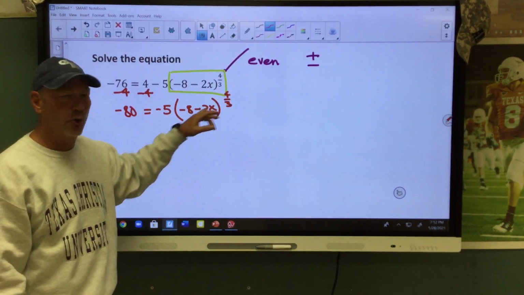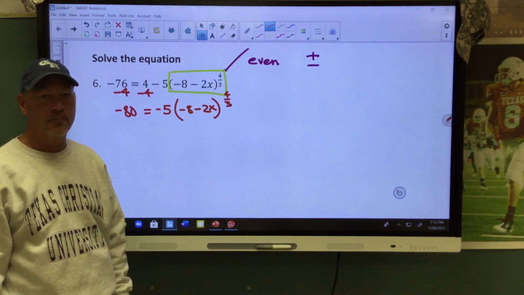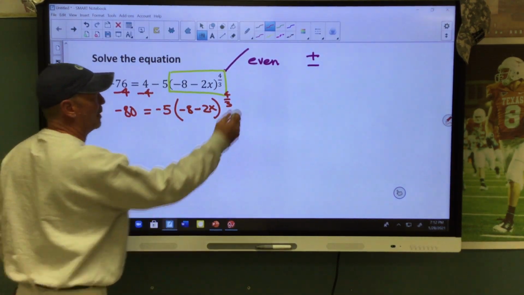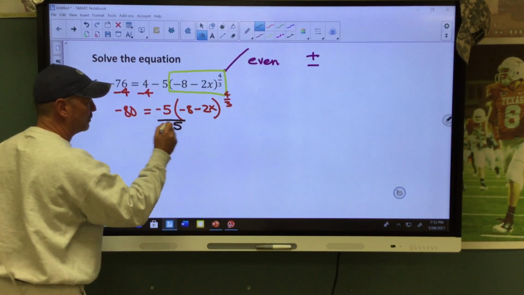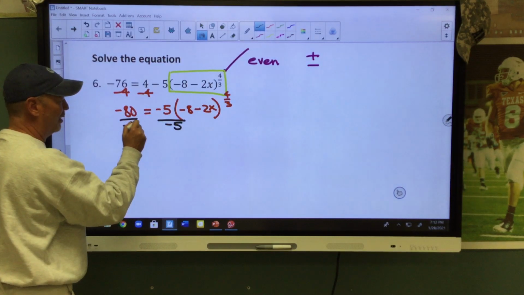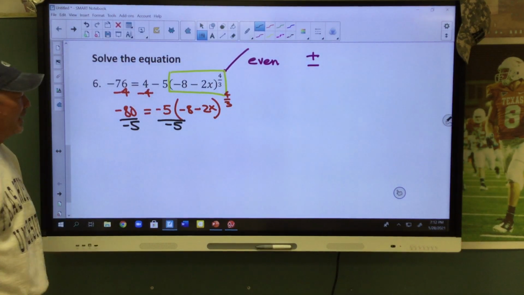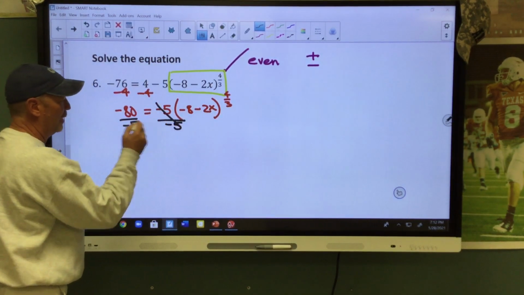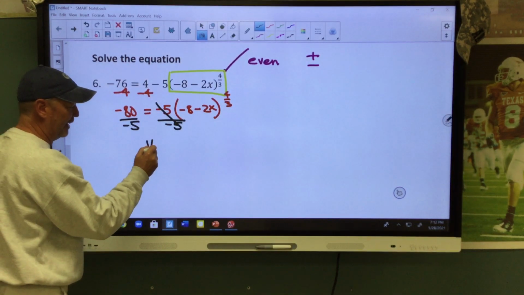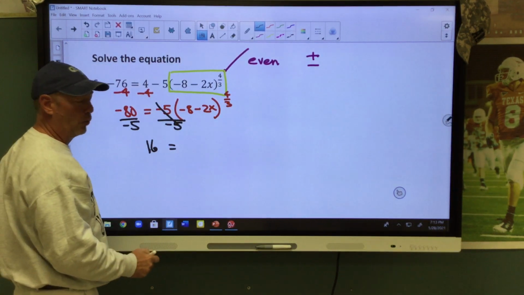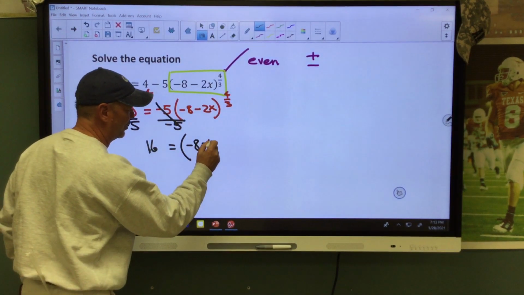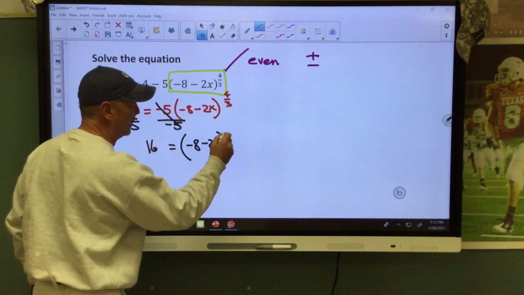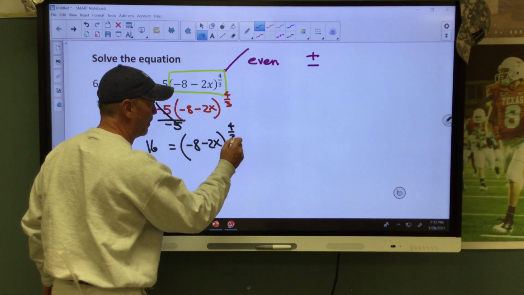My parentheses portion is still not by itself. What I need to do is divide by negative 5. So when I divide by negative 5, this will cancel. This will give me 16 equals negative 8 minus 2x raised to the 4/3.